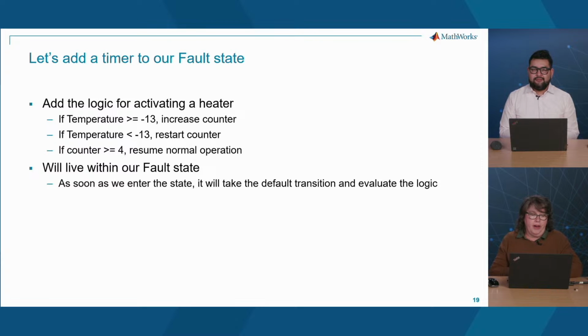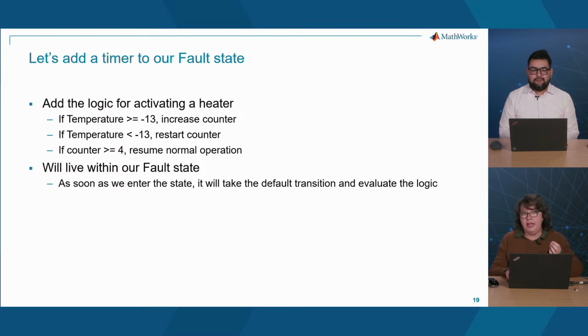So if our temperature is greater than or equal to 13, that was that time when we would jump out into standby. What we're going to do instead is create a counter so we don't do that bouncing that we were worried about. So we'll check. If we get to a count of 4, we'll go back into standby. Otherwise, we won't. And if our temperature drops down again for any reason, we would restart our counter. And so this is all going to live within our fault state.